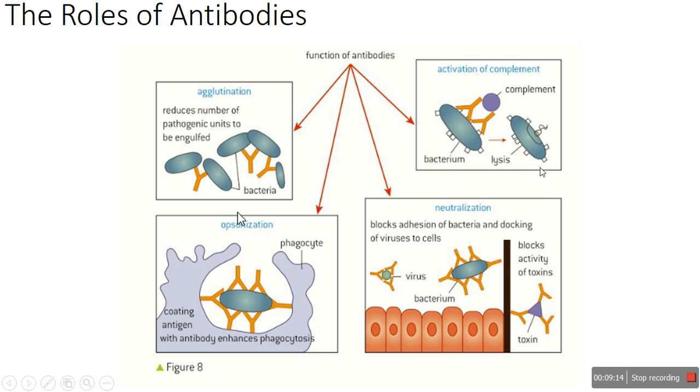The last one here is what we call the activation of complement. We have a complement system, which is a collection of proteins. You've got your antibodies, which are proteins, and you've got a complementary protein here. These work together and cause the perforation of the membrane, so the membrane bursts open slightly. Water and ions are then able to enter the cell, filling it up and causing it to lyse, which means to burst open.